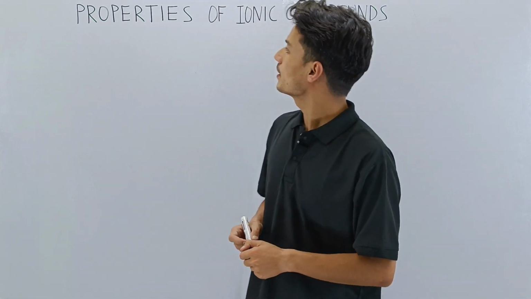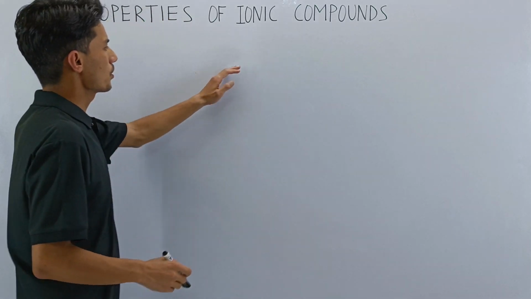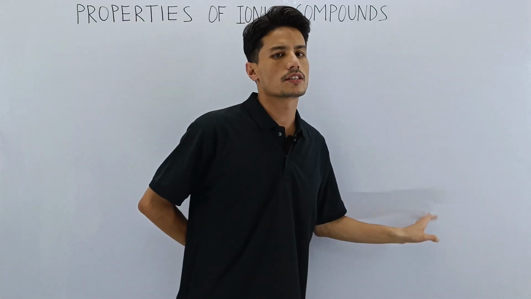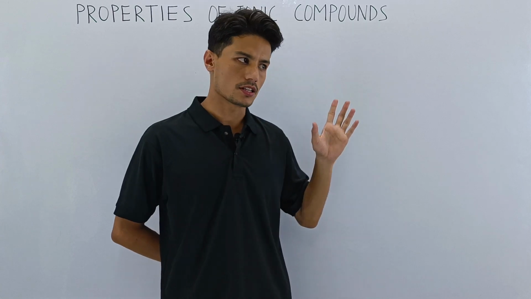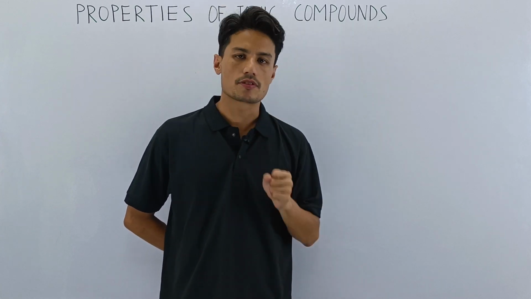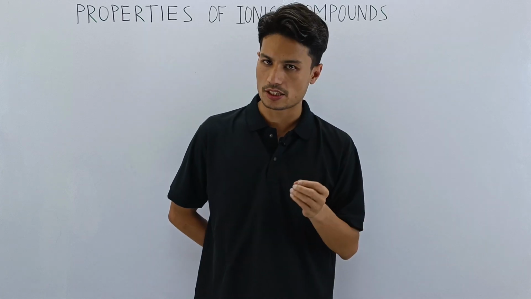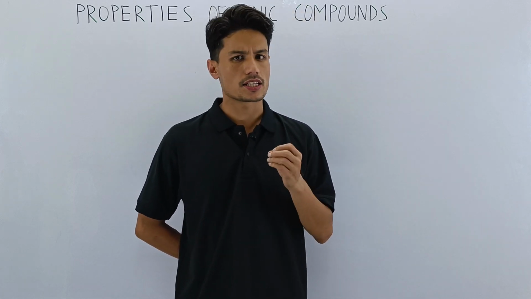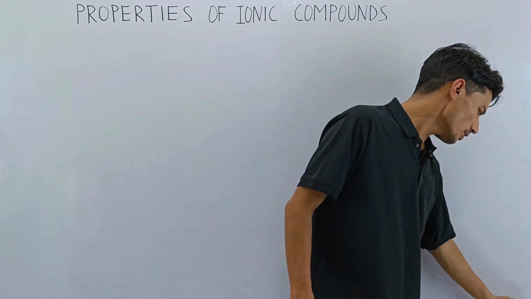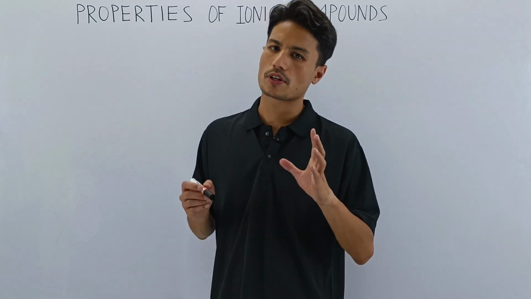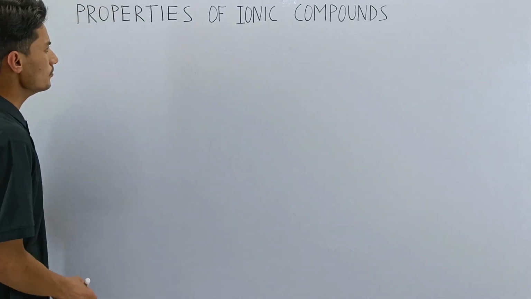So today's topic is properties of ionic compounds. We have already discussed ionic compounds. We have discussed around 5 ionic compounds, okay, starting from NaCl, MgCl2, CaCl2, LiCl, and calcium oxide. All of those videos have been uploaded. So moving forward, today we'll discuss a very important topic, which is called properties of ionic compounds, okay?